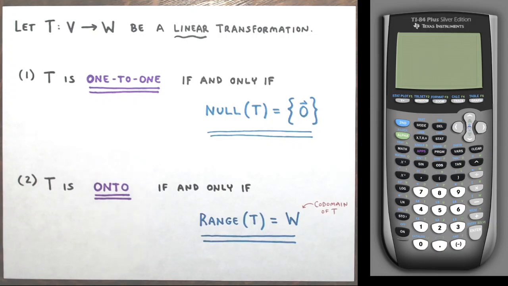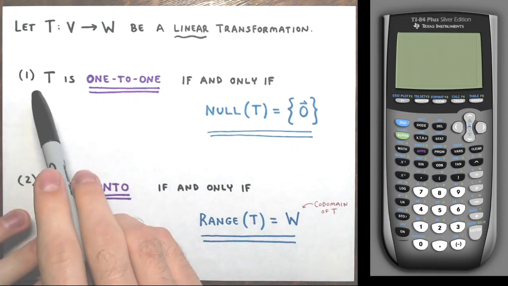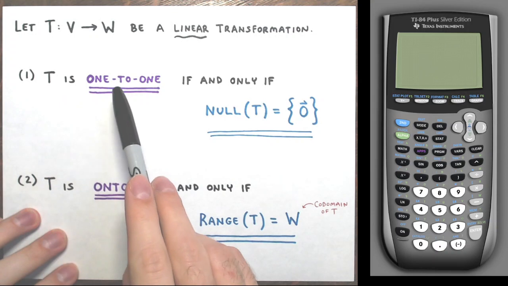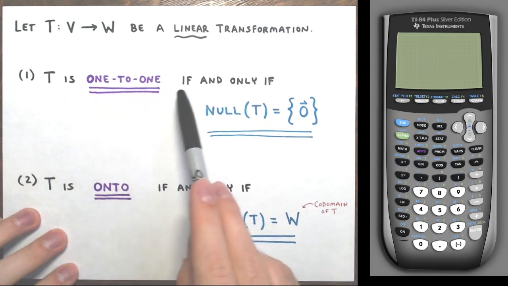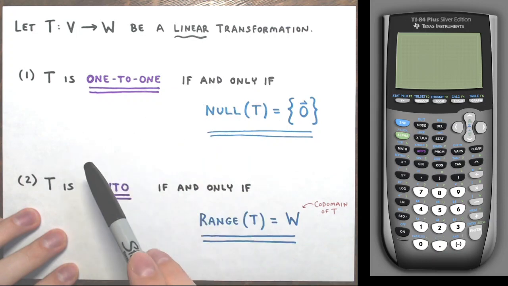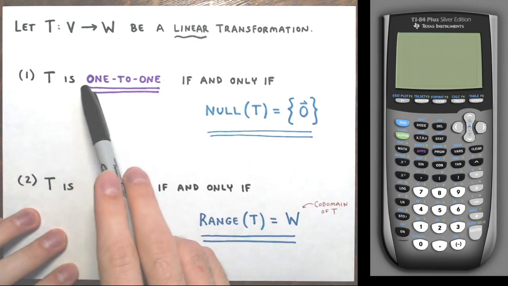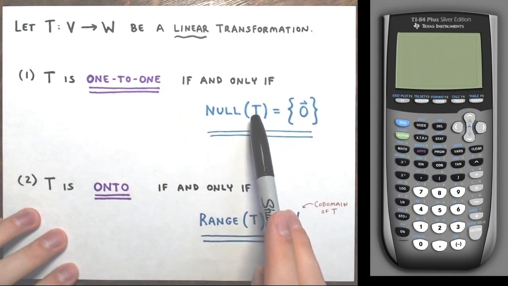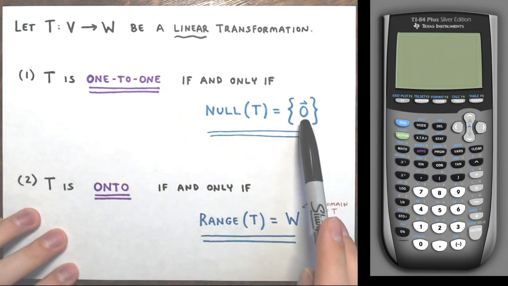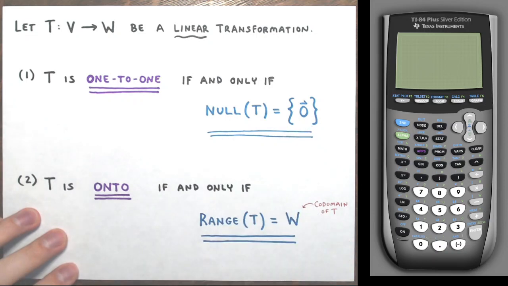a linear transformation. So T will be one-to-one if and only if, so this again means it goes in both directions, the implications, T will be one-to-one if and only if the null space of T is that vector space with only the zero vector, the trivial vector space.